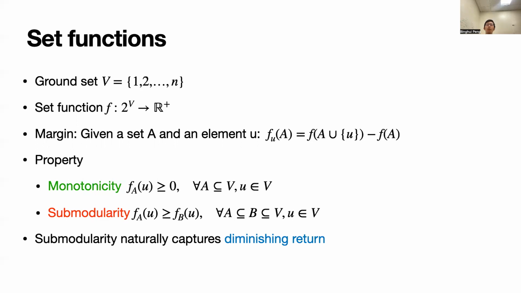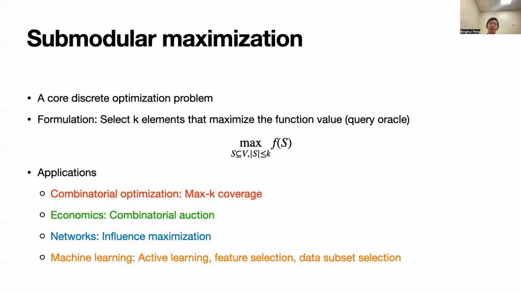And we assume the set function satisfies the monotonicity property, which says a larger set always has larger value. And also we assume the submodularity property, which says for any set A which is a subset of B, the marginal value of u with respect to A is always greater than the marginal value of u with respect to B. Okay, submodularity naturally captures the diminishing return property. And it's very useful, which I will explain in the next slides.